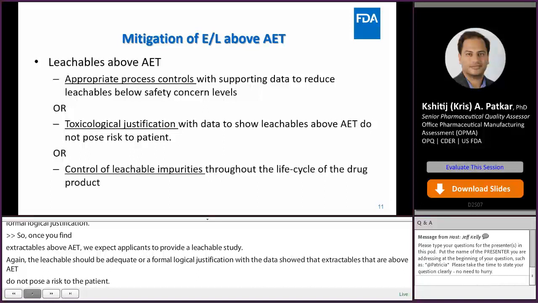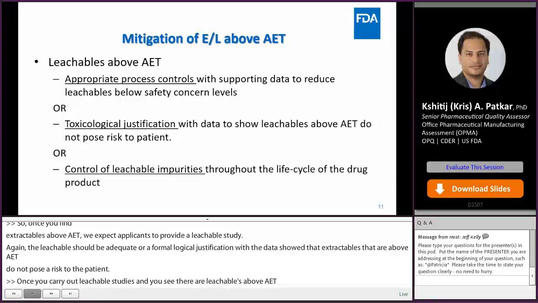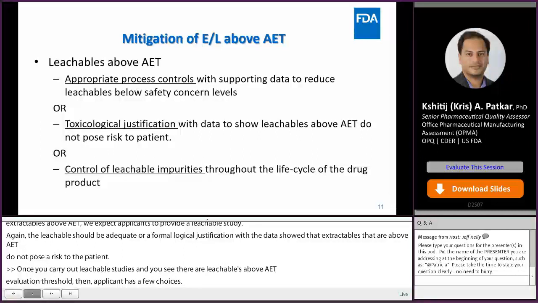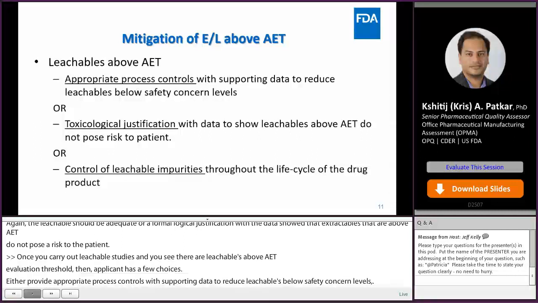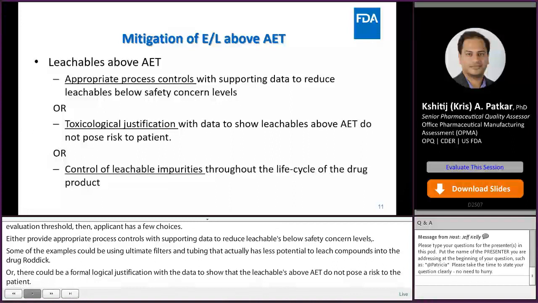Once you carry out leachable studies and you see there are leachables above analytical evaluation threshold, then the applicant has a few choices. Either provide appropriate process controls with supporting data to reduce leachables below safety concern levels. Some of the examples could be using alternate filters and tubing that actually has less potential to leach compounds into the drug product. Or there could be a pharmacological justification with data to show that the leachables above AET do not pose risk to the patient.